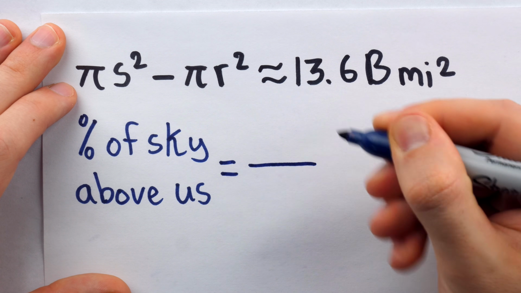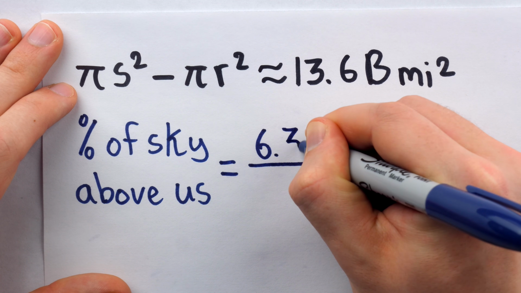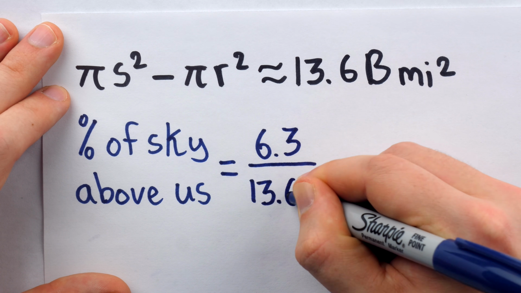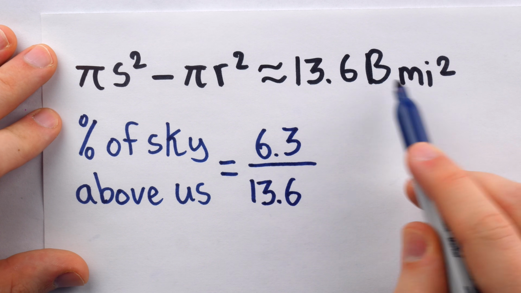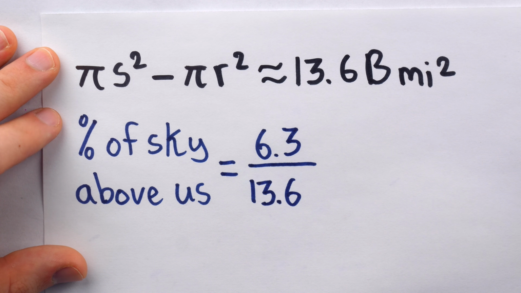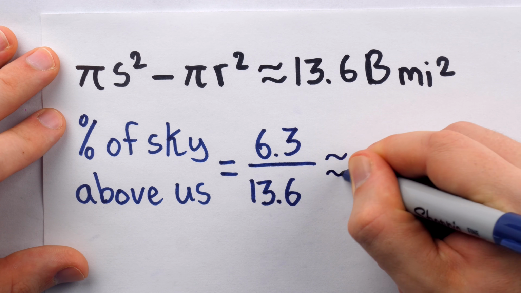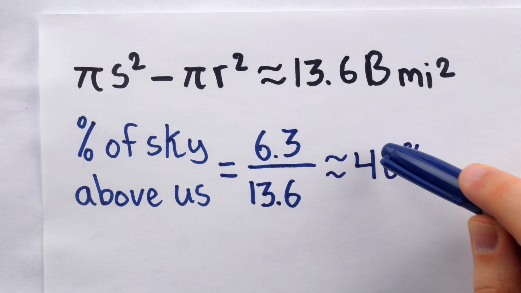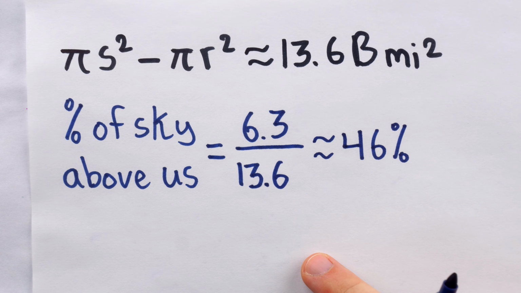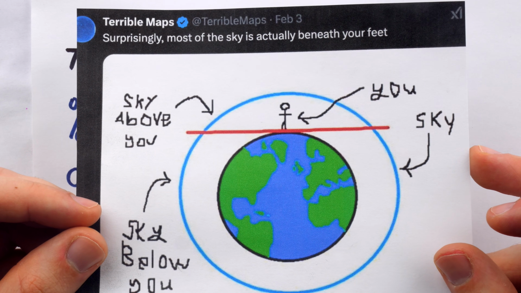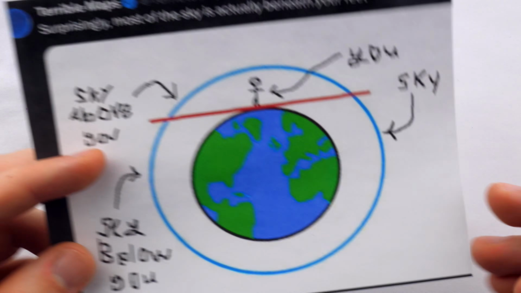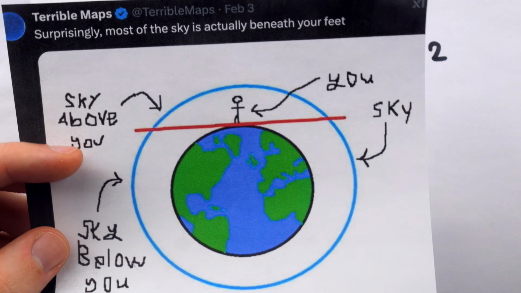It's going to be 6.3, that's the sky above us, divided by 13.6, that's the sky total. Of course, they both had billions of miles squared, but that's why we don't have to write it, because they would just cancel out. And in total, this is about 46%. That would mean, of course, that 54% of the sky is below us. So is it true that most of the sky is actually beneath our feet? Yes, it would appear so, based on this flat Earth and flat sky model.